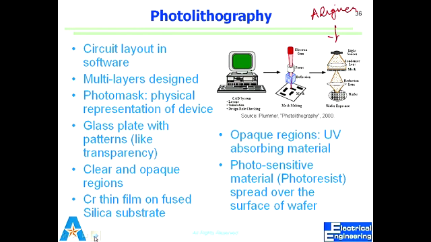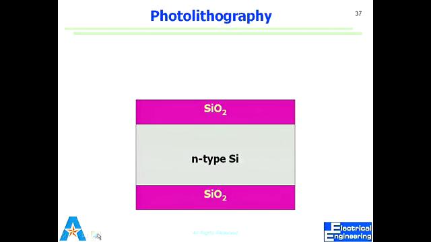After shining the light, we dip the wafer into a solution called developer, and it results in that pattern. So photoresist is spread over the whole wafer. So let me show you essentially what happens.